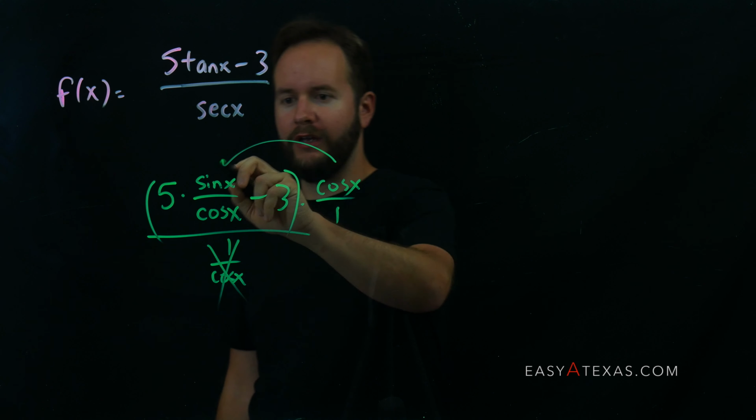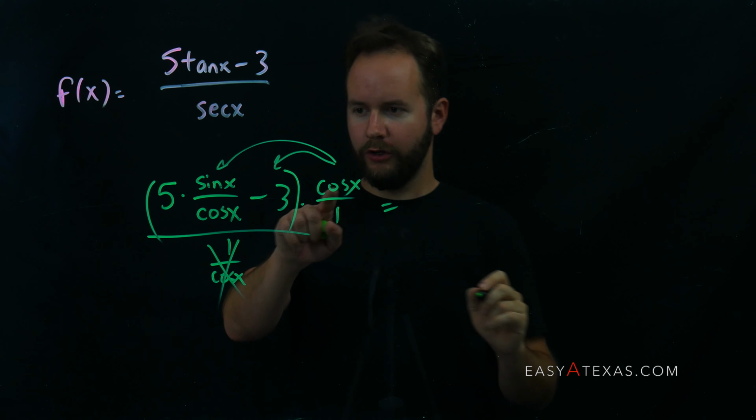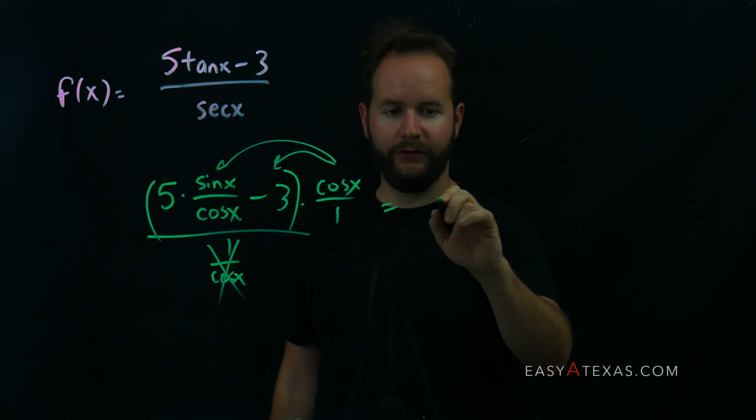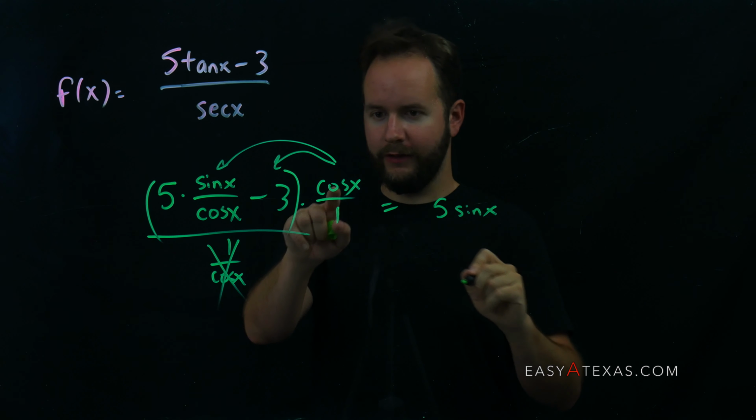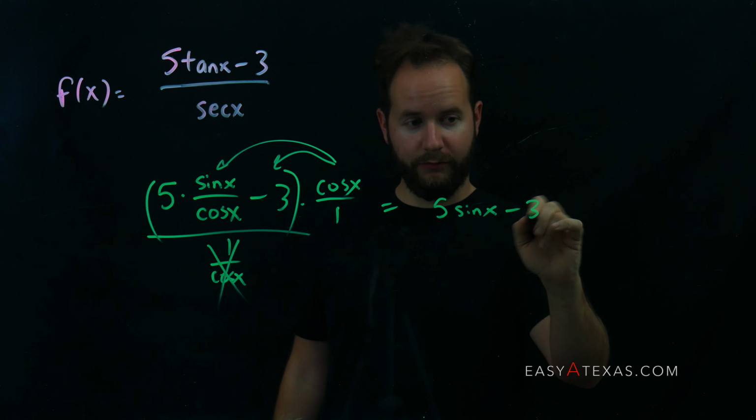And I'm going to distribute cosine to these two terms. And when I do so, cosine times sine over cosine, well, the cosines will cancel, just leaving me with 5 sine of x. And the cosine distributes to the negative 3, giving me negative 3 cosine of x.